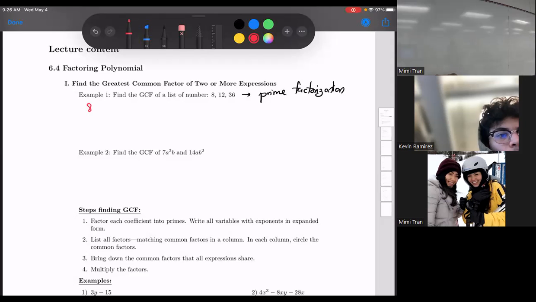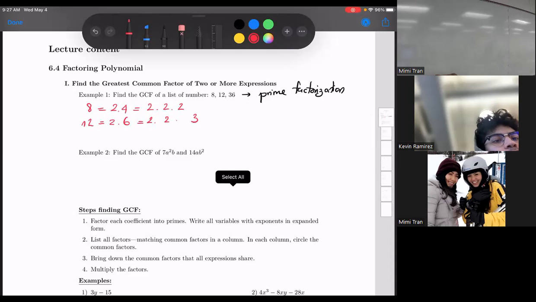So instead of 8, I can write what? 2 times 4, or better yet, 2 times 2 times 2. 2 is prime, right? What about 12? Somebody try 12 for me. You can do it slowly. First of all, 12 is an even number, and when it's even you divide by 2. So automatically you have 2 times 6. Then you keep breaking it down. 6 is 2 times 3, so 2 times 2 times 3.